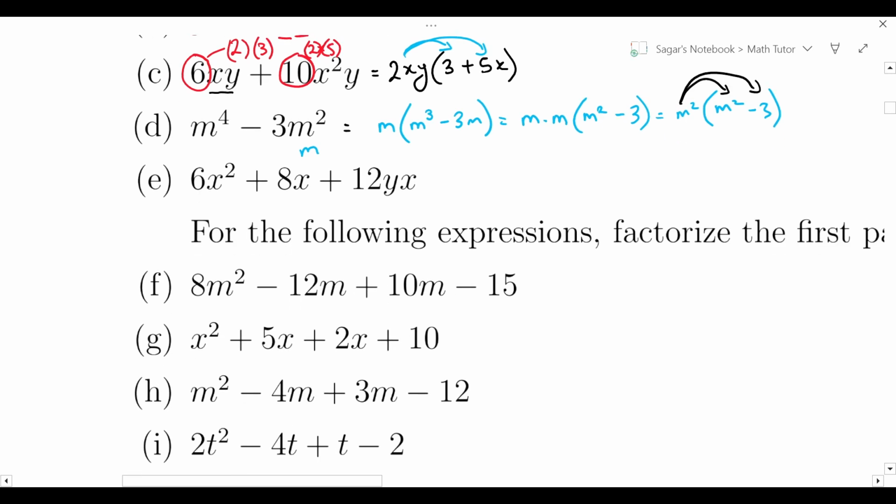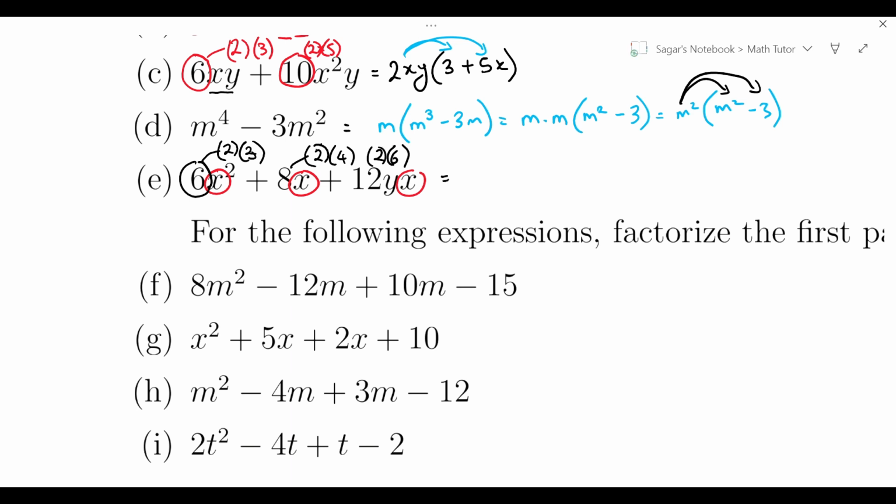Let's move on to E. Here we have more terms. Common factor definitely x. You see x is common there for all. In terms of the coefficients, in this case, I see it being 2. 2 times 3 is 6. 2 times 4 is 8. 2 times 6 is 12.